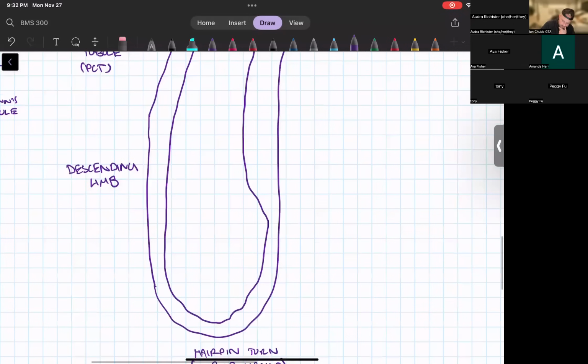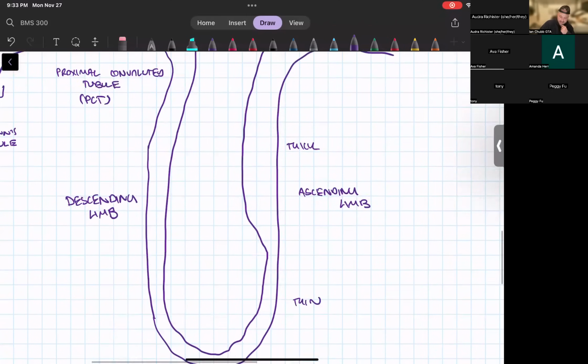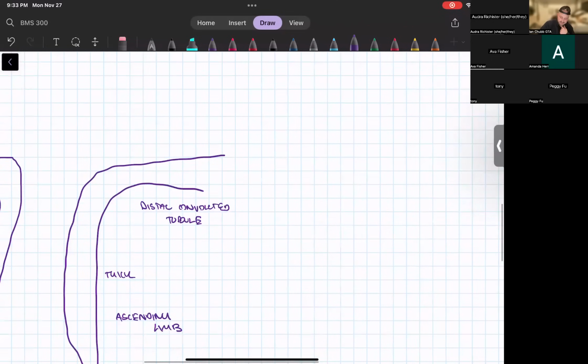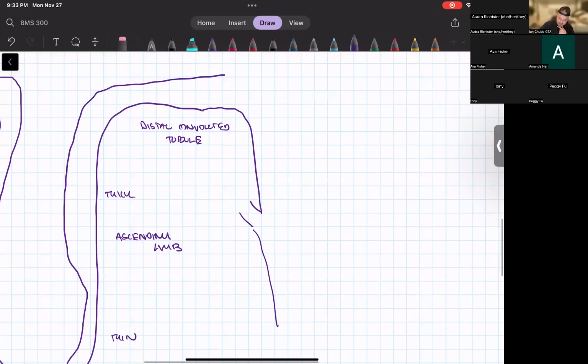We'll have two parts of the ascending limb. So I have a thick and a thin. So here's my thick segment, and here's my thin segment. And then our last section is our distal convoluted tubule. And then the collecting duct is the last part, but the collecting duct is not actually considered part of the nephron. So it's like its own little thing here. This is our collecting duct.